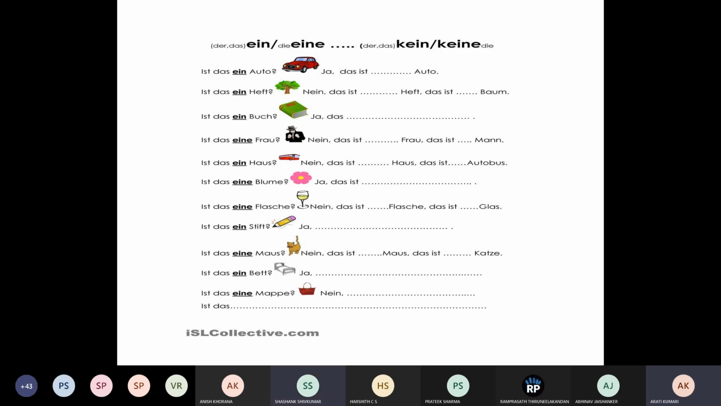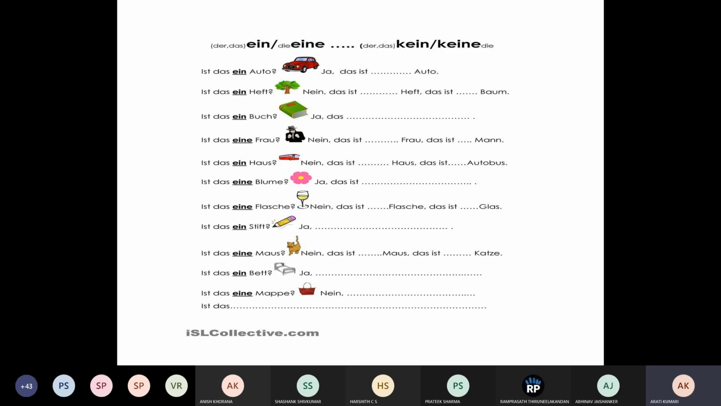Ist das ein Haus? Yes, ma'am, what is Fahrkarte? Fahrkarte is the traveling ticket. Suppose you are traveling in the bus, the conductor can come and ask you, wo ist Ihre Fahrkarte? Where is your ticket? You have to show your ticket if you bought it, or in the train also, wo ist Ihre Fahrkarte?